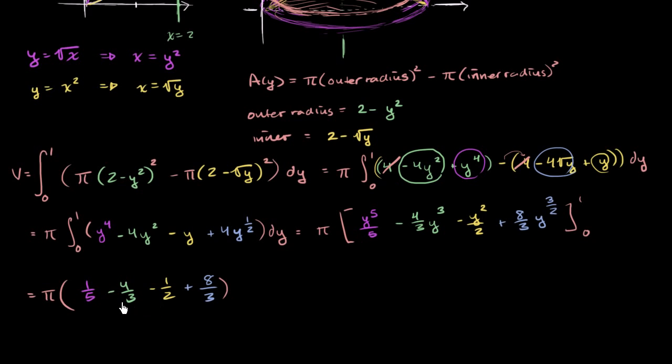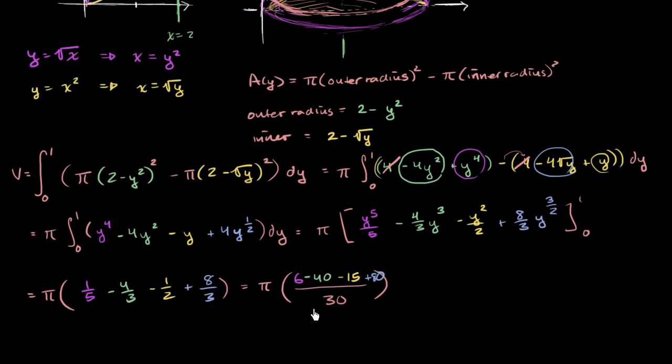Let's see, 5, a 3, and a 2. It looks like we're going to have a denominator of 30. So we could rewrite this as equal to pi, and put everything over a denominator of 30. 1/5 is 6 over 30. 4/3 is 40 over 30, so this is minus 40 over 30. Negative 1/2 is minus 15 over 30. And then finally, 8/3 is the same thing as 80 over 30, so that's plus 80.